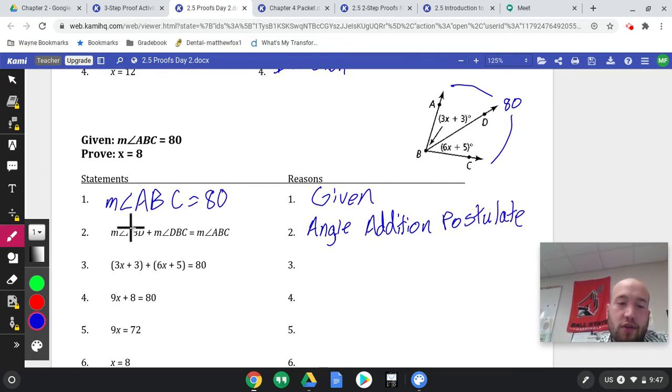All right, then hopefully you know instead of ABD here, they put 3x plus 3 because over here they look, and that's what ABD is. DBC here is 6x plus 5, so we would plug that in, and the 80 takes the place there. Remember, if we're plugging these in, we're replacing. This is what we call substitution. And now we've got it set.